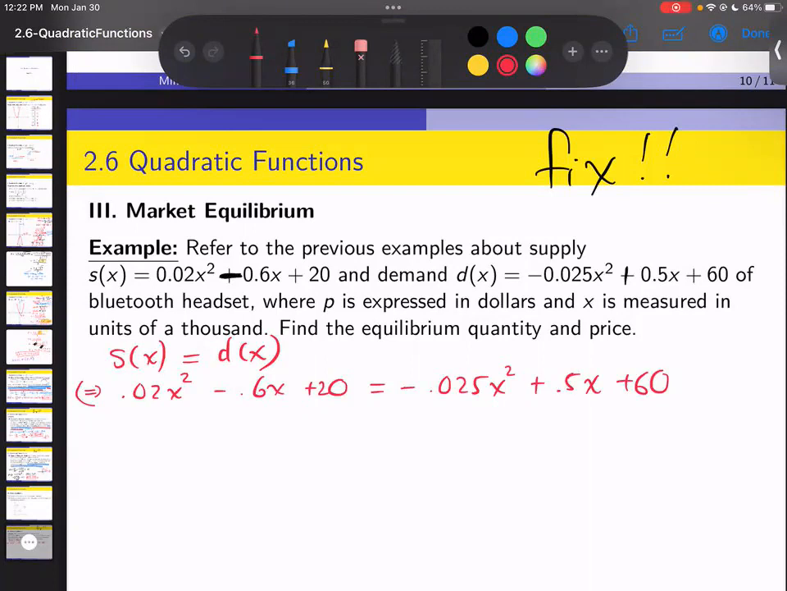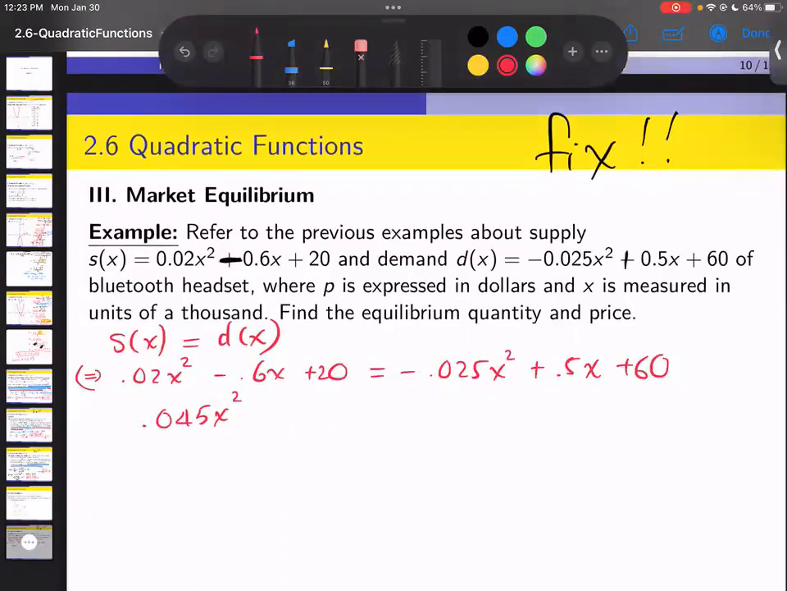It's quadratic, so you move everything into one side. I'll move to the left. So I'm gonna add 0.025x squared to both sides, so I got 0.045x squared. Subtract 0.5x, so I have minus 1.1x. Subtract 60, so minus 40 equals 0.